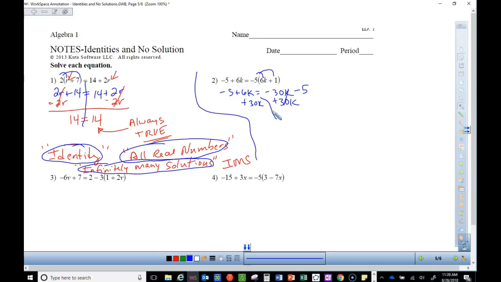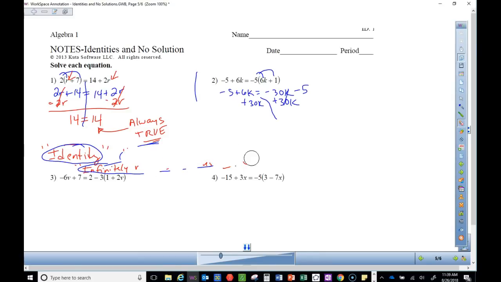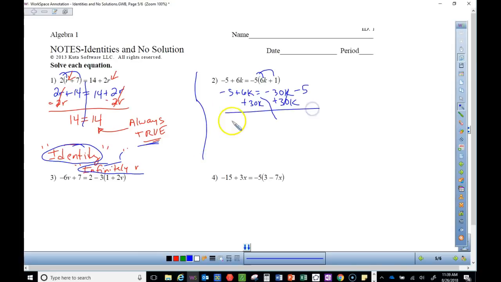Getting a little crowded here. Make some space. So I've got negative 5 plus 36k equals negative 5. Alright, so when I add 5 to both sides, here's a perfect example. When I add 5 to both sides, I'm going to get 36k equals 0.